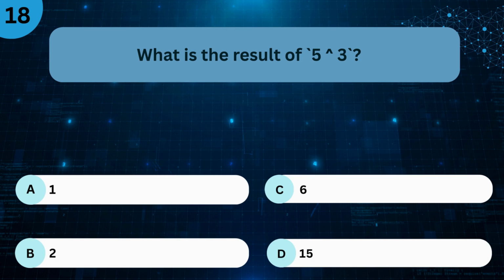What is the result of 5 ^ 3? A. 1, B. 2, C. 6, D. 15. The right answer is C. 6.